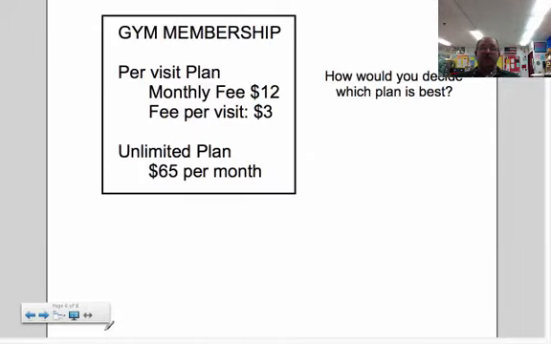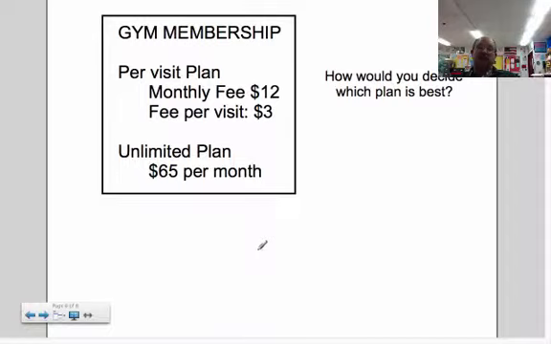All right, so what about this gym membership? So we've got 2 plans. We can pay per visit. If we pay per visit, we've just got to put $12 down, and then every time we show up, we give them $3, and we can come to the gym as often as we like. Or we can get the unlimited plan, which means we pay $65 a month up front, and that's it. We just show up whenever we want to.